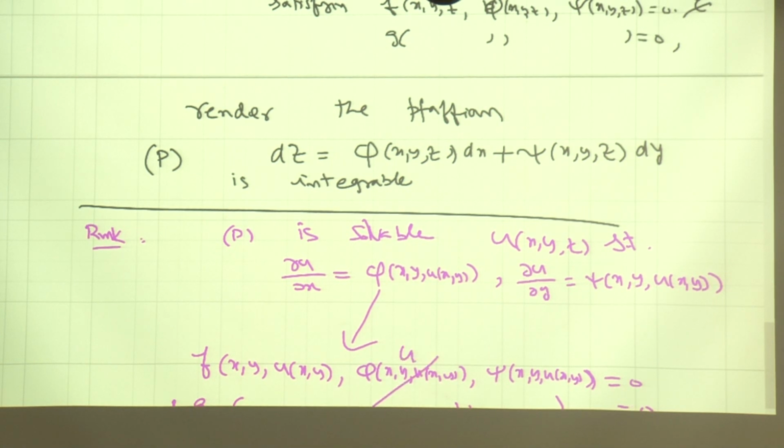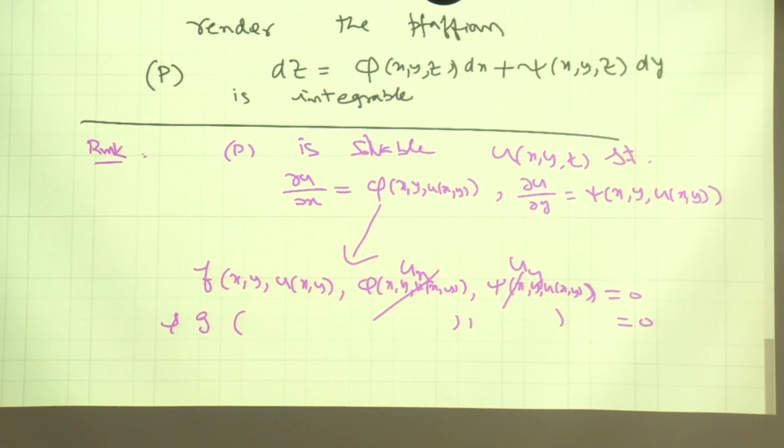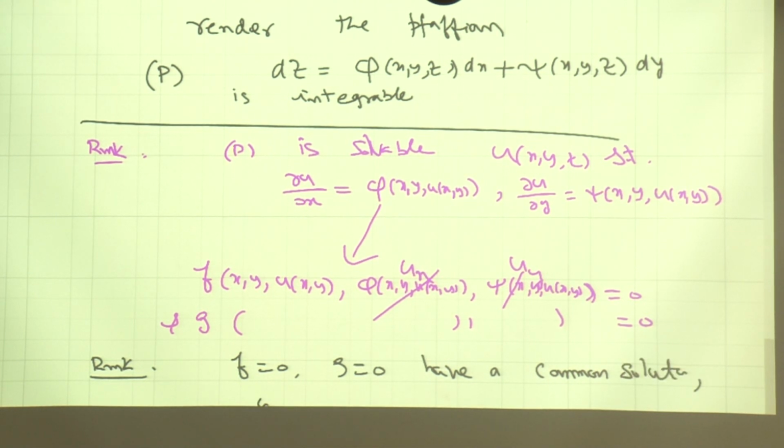And so is g of the same thing equal to 0. Okay? But this is precisely u_x, this is precisely u_y. That means the solution of this Pfaffian equation is actually a solution of f equal to 0 as well as g equal to 0. That means they have a common solution. Right? So that is the consequence of all these assumptions. So therefore, f equal to 0, g equal to 0 have a common solution. What is that solution? Which is the solution of the Pfaffian equation.